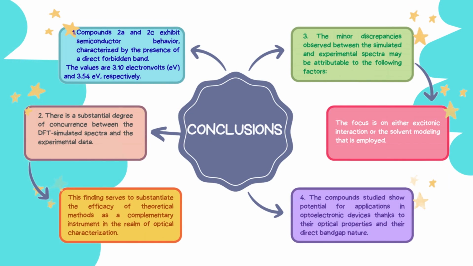Based on the results obtained, we can conclude the following. 1. Compounds 2A and 2C exhibit direct bandgap semiconductor behavior, with values of 3.10 electron volts and 3.54 electron volts, respectively. 2. There is good agreement between the DFT simulated spectra and the experimental data, which validates the use of theoretical methods as a complementary tool for optical characterization.